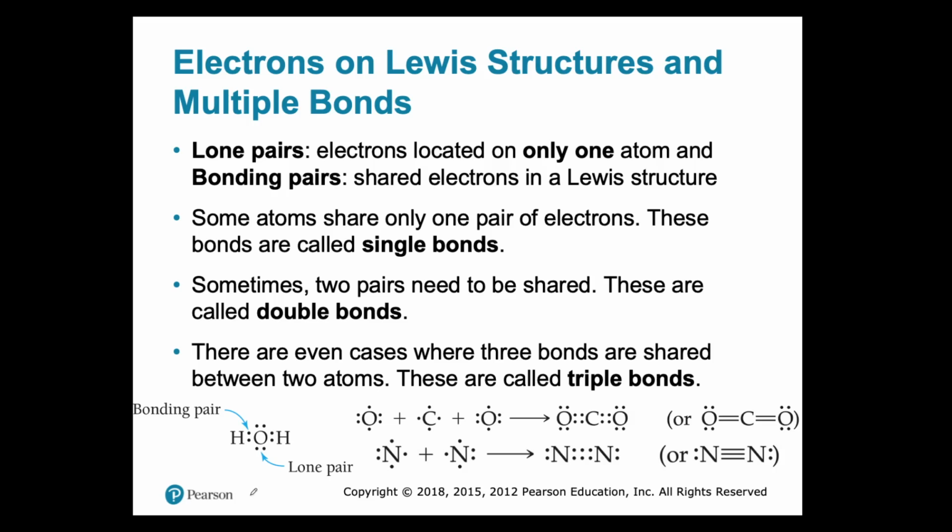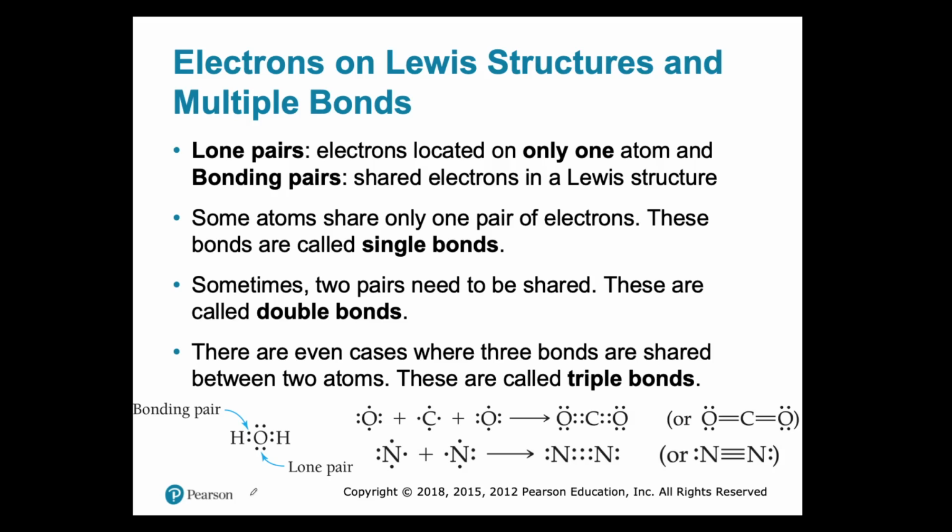The point is that, since on one side there's going to be 2 bonding pairs of electrons, like this and like this, that's actually a double bond. It's not a single bond like we saw before in the first slide. So sometimes 2 pairs of electrons need to be shared. Here are 2 pairs of electrons there and 2 pairs of electrons there, and those are called double bonds.